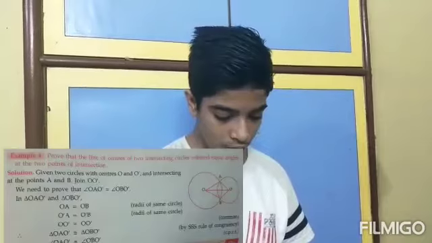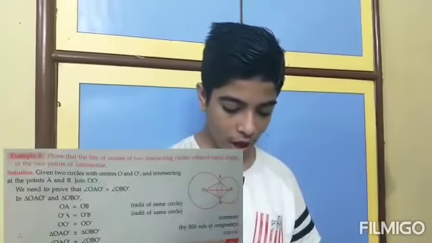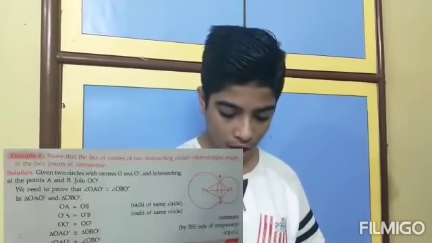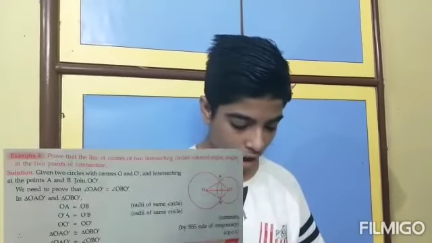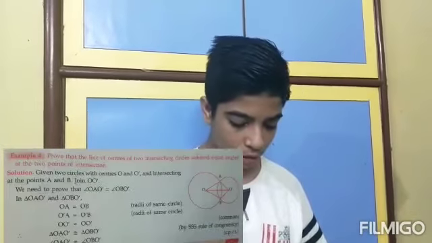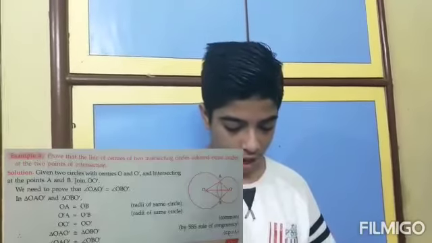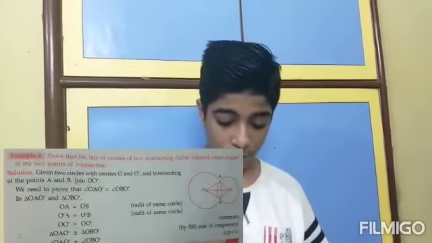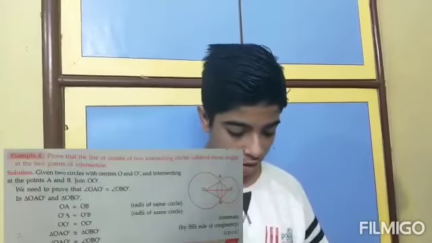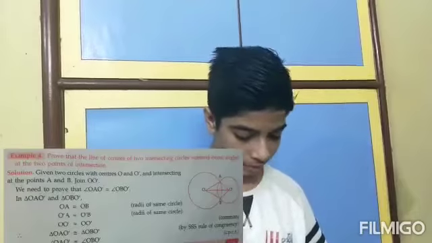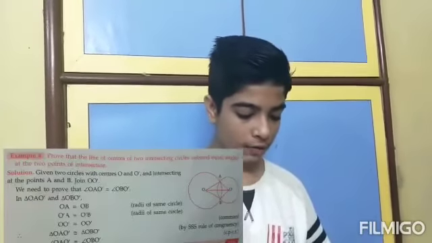Here we start with exercise number 15.2, example number 4. So let's begin. We have to prove that the line of centers of two intersecting circles subtends equal angles at the two points of intersection. So we have two intersecting circles with a line of centers, and we have to prove equal angles at the two points of intersection. So let's start with the solution.